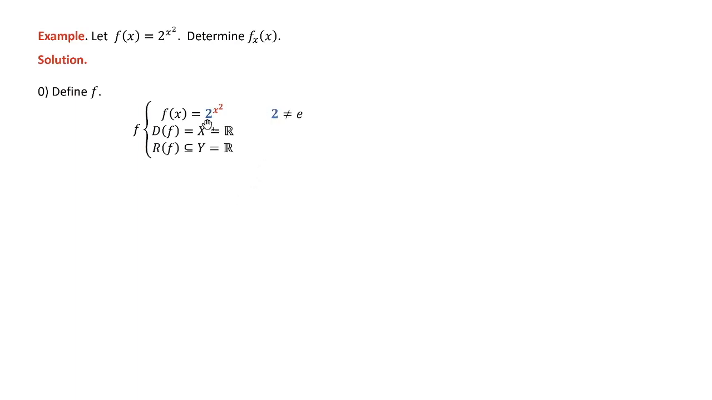So again, I noticed the base is not e. If the base is e, I could just use the standard rules. The derivative of e to the x is e to the x, and use the chain rule with that. But if the base is not e, then we need to use the logarithmic differentiation technique. So how does that work? Well, this is our preliminary step, and this is what we need to do.